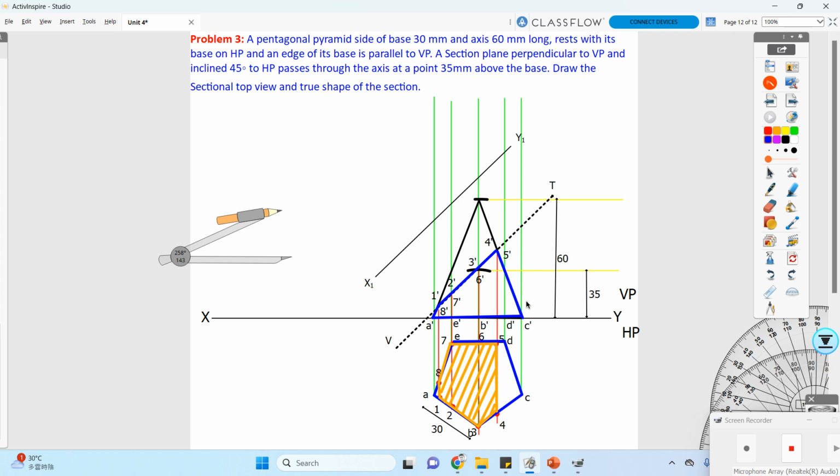Okay, are you clear until this cone section? Can you understand until this?